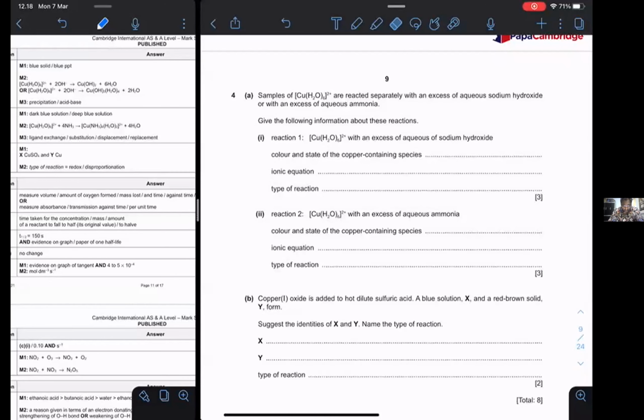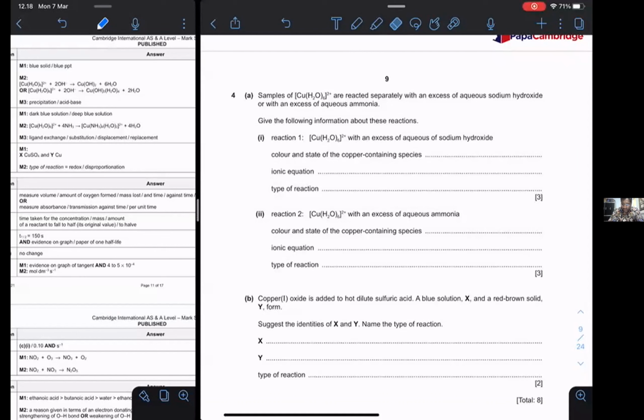Number 4. Sample of this copper complex is reacted separately with excess aqueous sodium hydroxide and with excess aqueous ammonia. This kind of question has been repeated many times under transition elements. So you need to know how to write the equation, memorized. Make sure you know the colors and make sure you know how to write the ionic equation and so on.